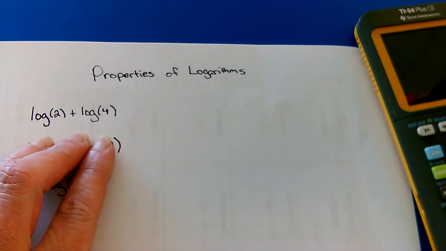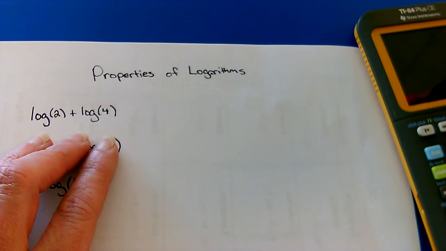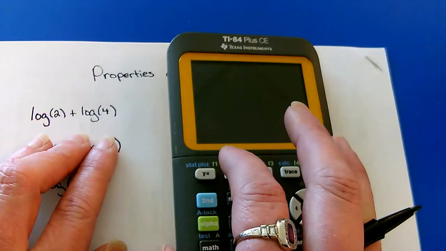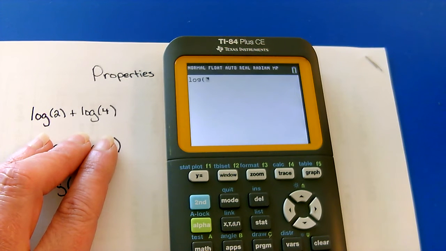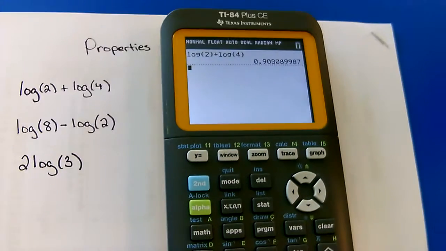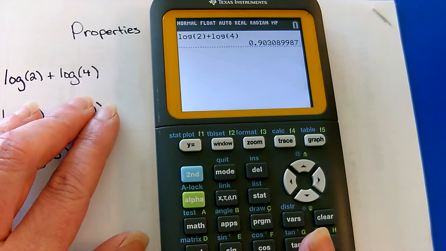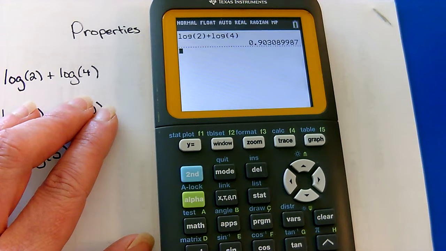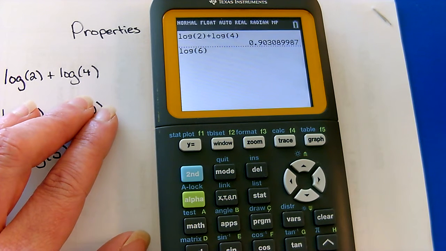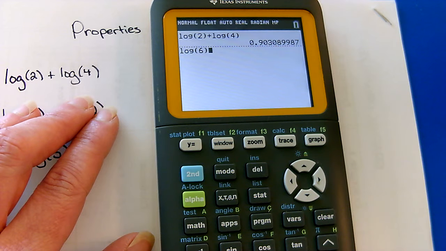What do you think you would get if you took log of 2 plus log of 4? Well, it's going to be some weird decimal. I know that because if I took log of 2 plus log of 4, I'm getting some weird decimal. Okay, that I know. But I want to know what it's equivalent to. And common sense tells me that if I took log of 2 plus log of 4, that would be the same as doing log of 6. Right? Yeah. But it's not.